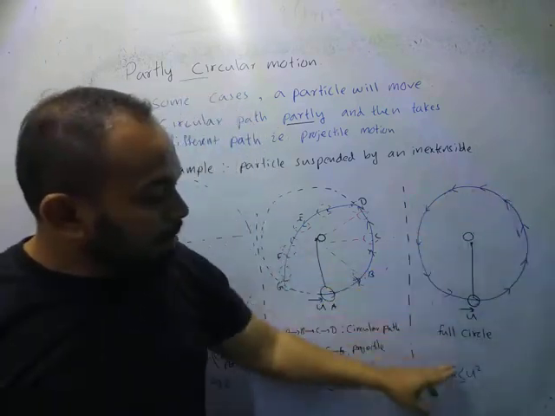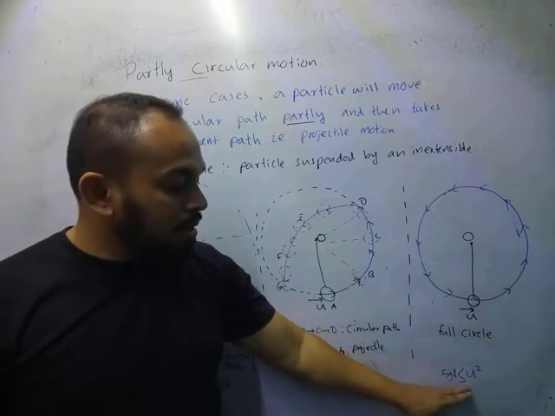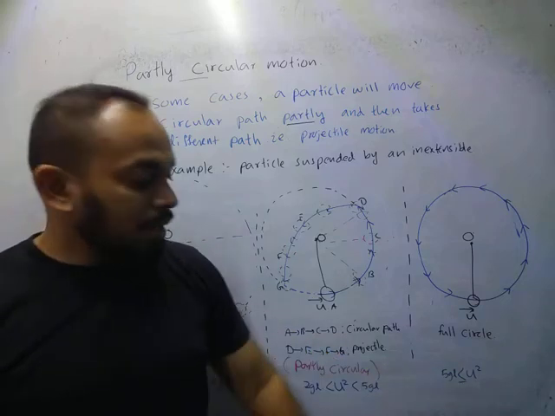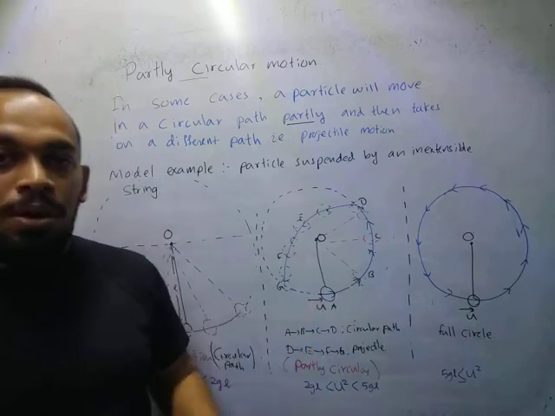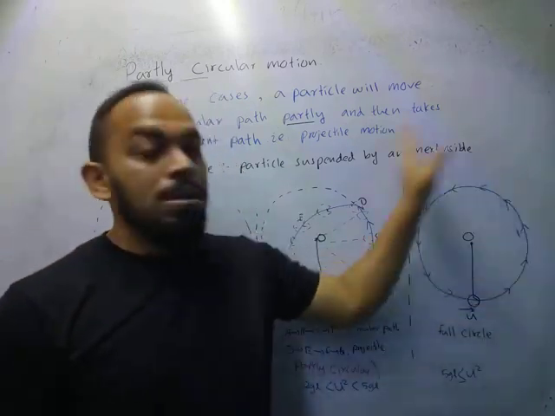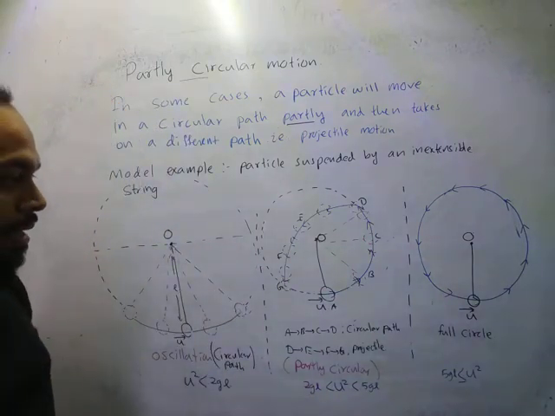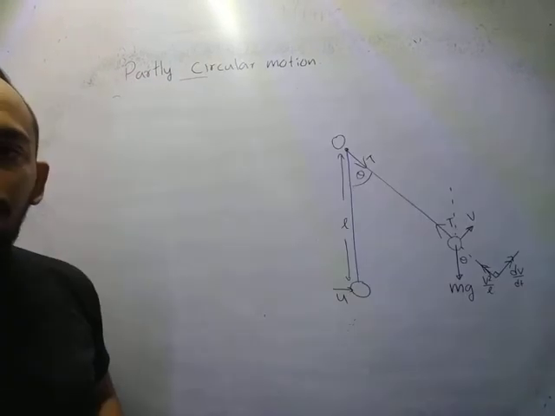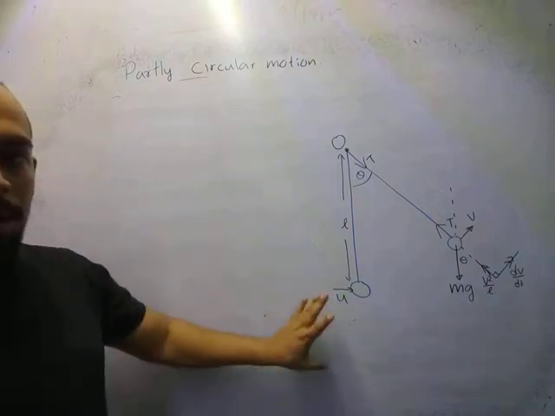So in this case, the particle will take on a full circle, and that is when u squared is either equal to 5gl or greater than 5gl. If this is the case, the tension will always be present, or we can say tension is always positive, and also the velocity will always be positive. Right. So these are the three cases that we're going to study, and now we're going to look into the model. Right. So we're going to start with the basic example.